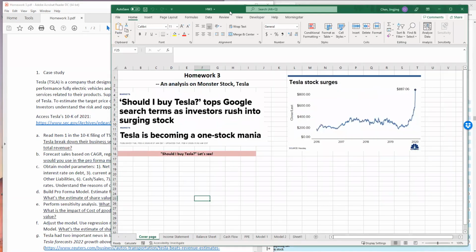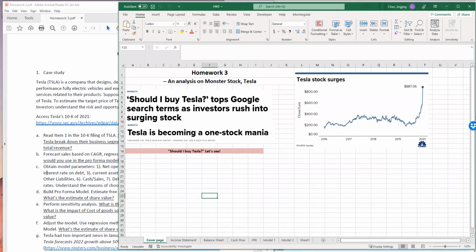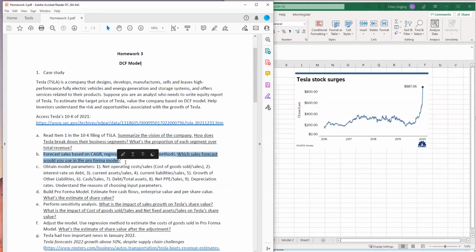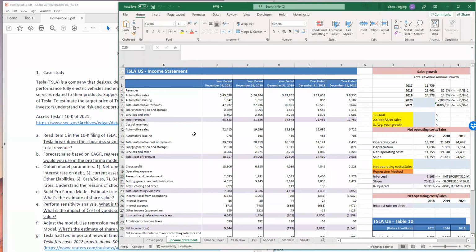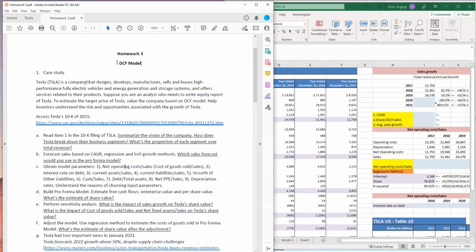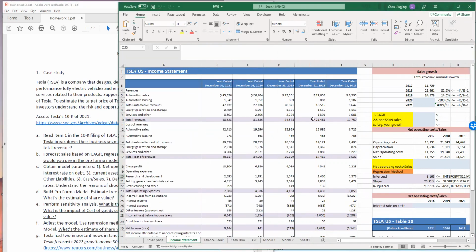So let me just open the Excel here. Focusing on question B, we're going to forecast sales based on these methods and decide which forecast to use. Now for this model, this Excel file contains the complete model for DCF. And further on, if you do your project and want to use this model to value other firms, this will be a good template.